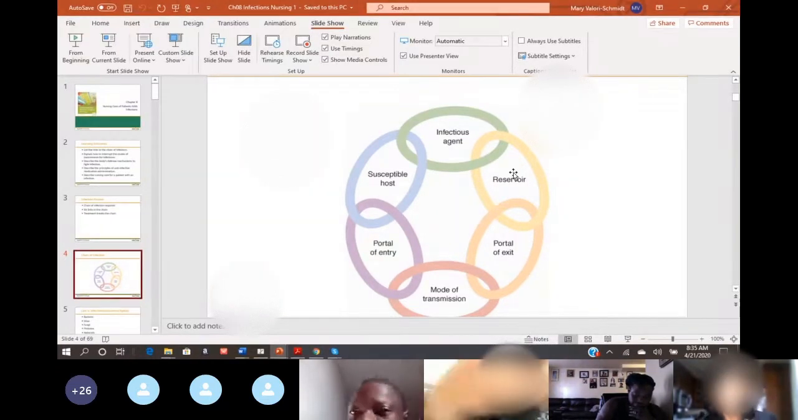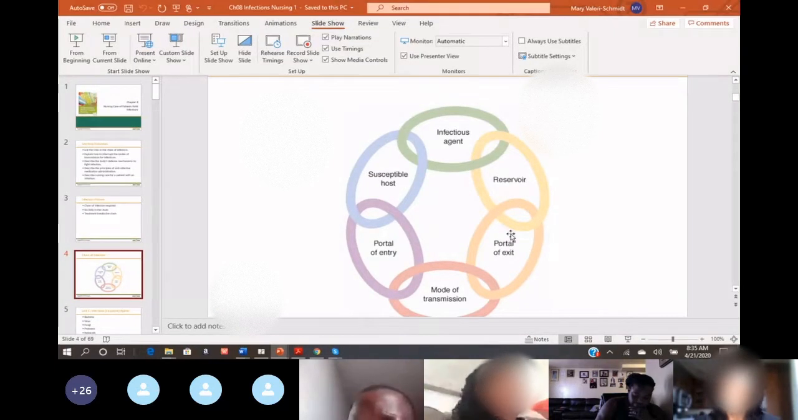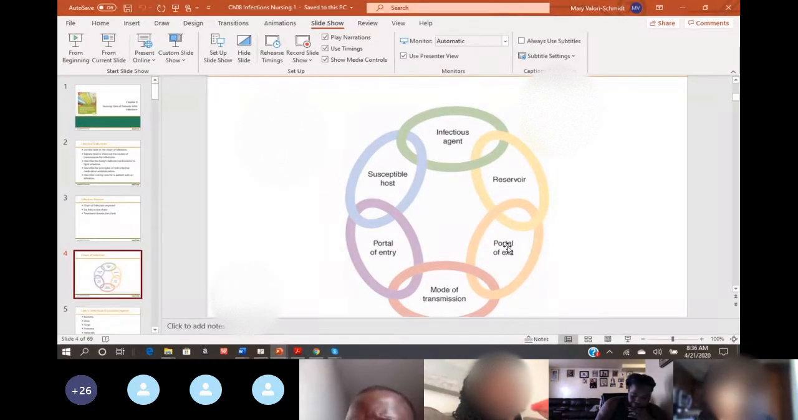So the infectious agent, the reservoir, and then there's a portal of exit. How does that infectious agent get out of the reservoir? What's the exit? What's the doorway out? And so, for example, if I had corona, the coronavirus is the pathogen, I'm the reservoir. The portal of exit, when I cough, that's the portal of exit through my respiratory tract, right?